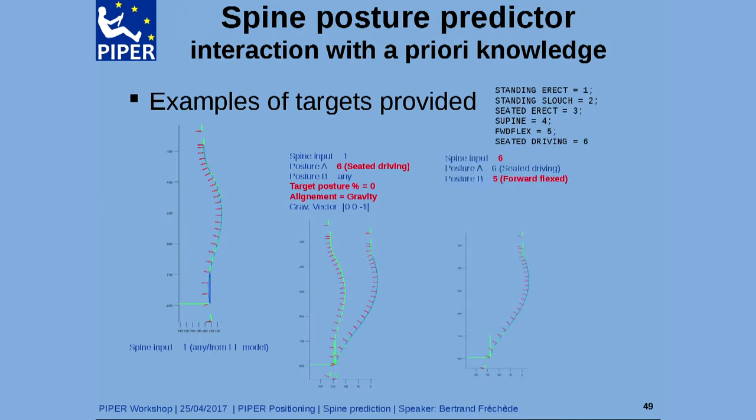Then let's say I'm using this new model as an input, and I'm in seated posture, seated driving. And I'm choosing for posture B number 5, which is forward flexed.